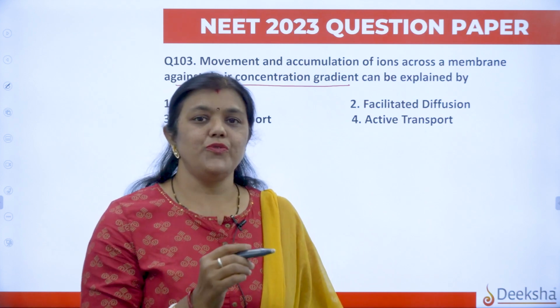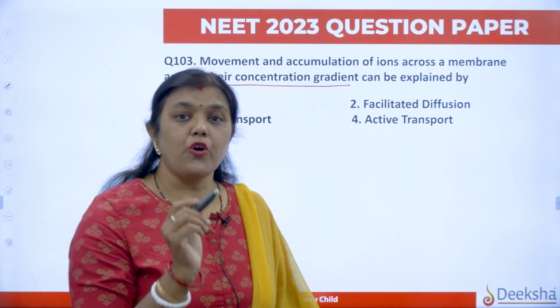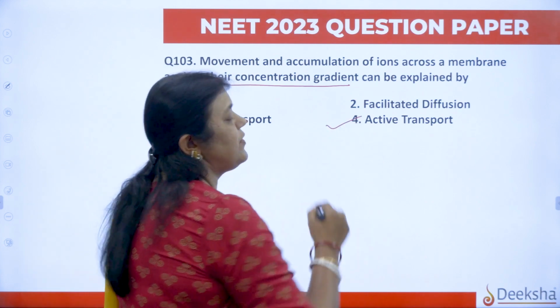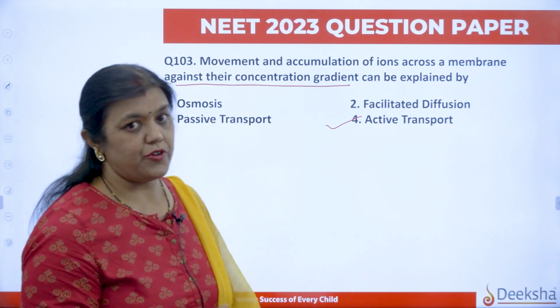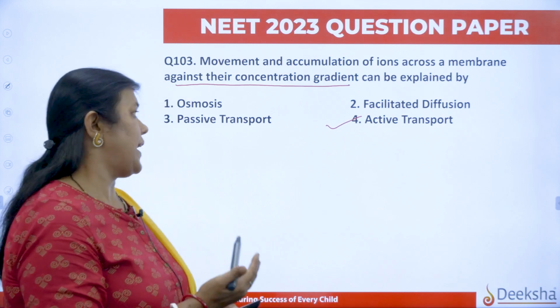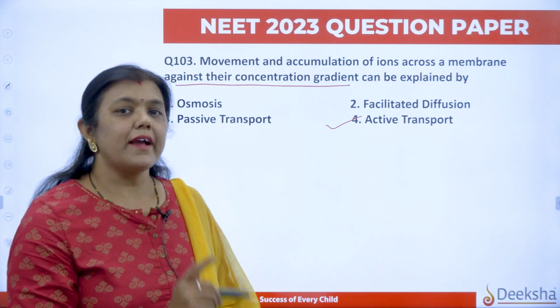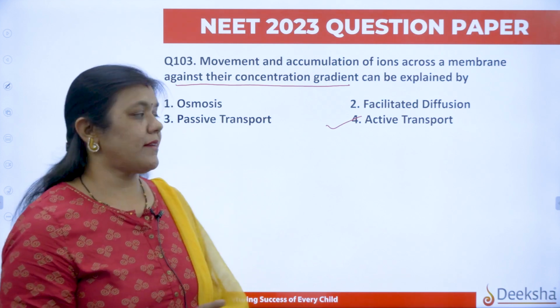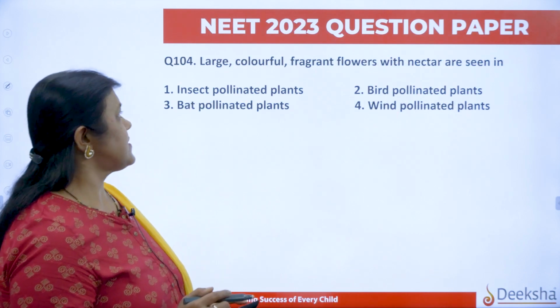And here, energy will come in the form of ATP. Wherever there is a requirement of ATP, we call that process active transport. So that's as easy as that. So the correct answer is active transport. It's not osmosis. Obviously, it is not facilitated diffusion, and passive transport, it's not possible at all. So what is the correct answer? Against concentration gradient, the correct answer will be active transport. I hope you got this. Let's go to the next.